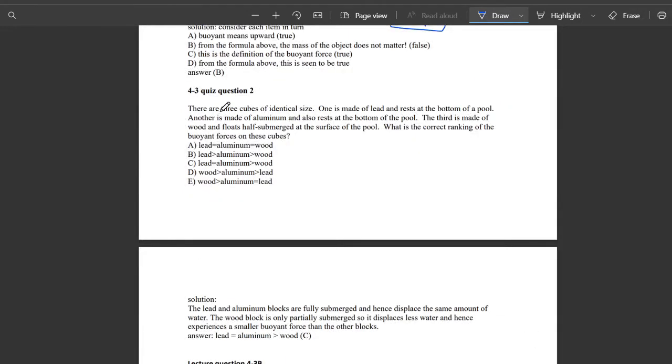Continuing along here, there are 3 cubes of identical size. So already I'm thinking volume is equal, V equals V equals V, 1, 2, 3. One is made of lead and rests at the bottom of the pool. Another is made of aluminum and also rests at the bottom of the pool. The third is made of wood and floats half submerged at the surface of the pool. Which of the following correctly rank the buoyant forces on these cubes?